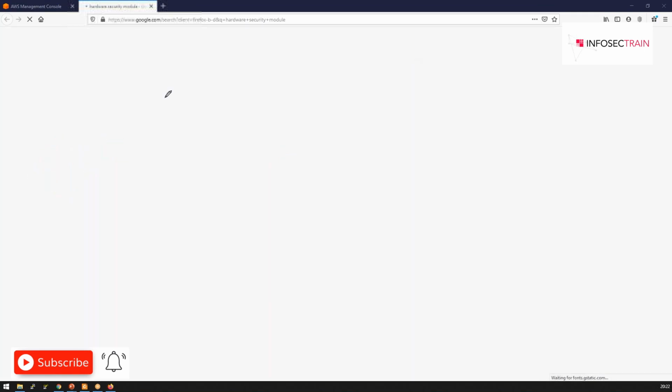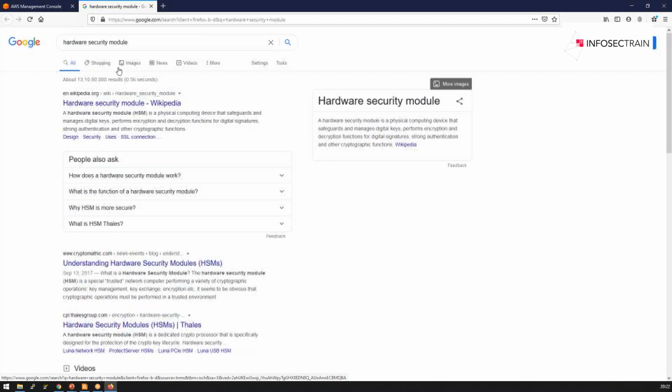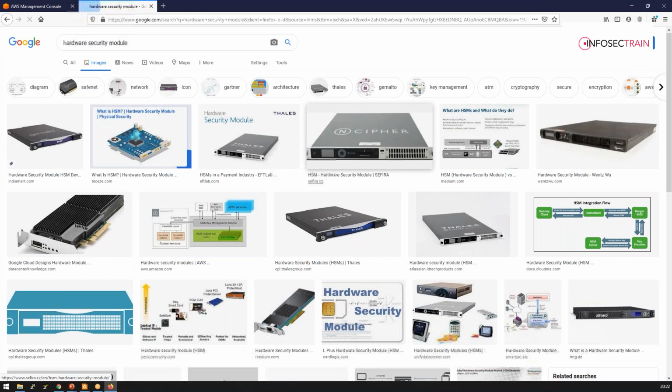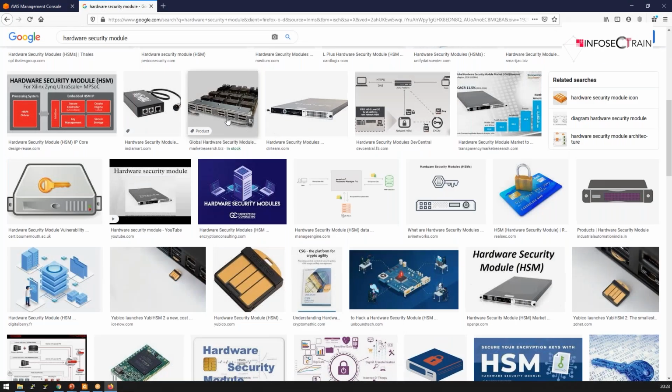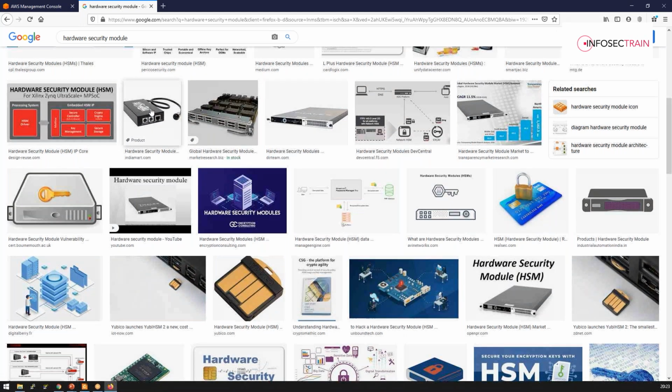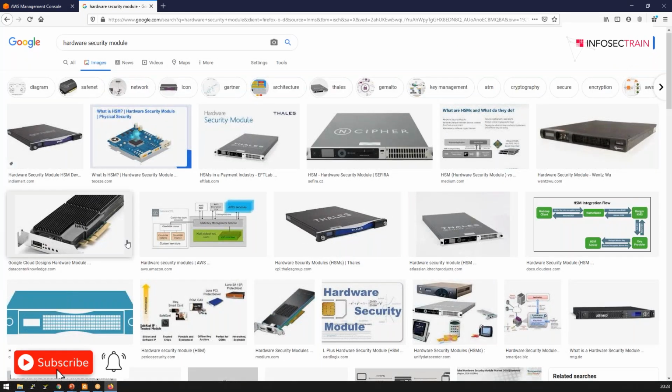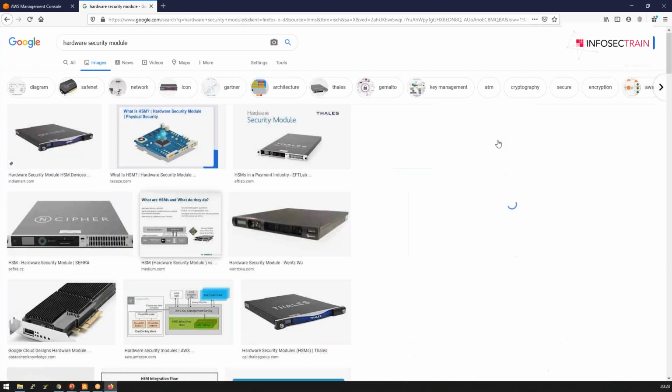We have a lot of HSM devices in the market now, like Encipher, SafeNet, Leona. A lot of companies are producing these HSM devices, which you can have on-premises. But these devices are not designed to store your data. These devices are designed to store your key files.